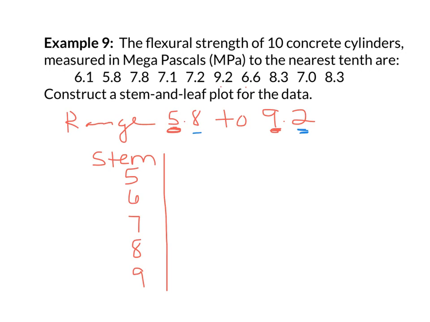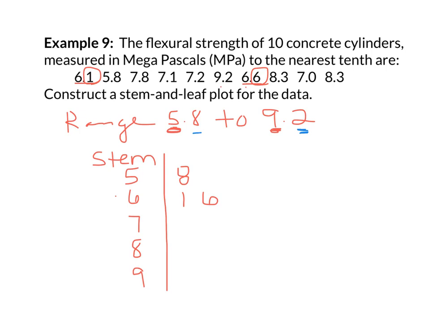Part 3 says to record the leaves in ascending order beside the corresponding stem. So what we do here is we look for all the data that is 5 point something. The only piece of data that is 5 point something is 5.8, so we put an 8 right there. Next, we look at the 6. We have a 6.1 and a 6.6, and that looks like that's what we have. So in ascending order, we place a 1 and a 6 here.